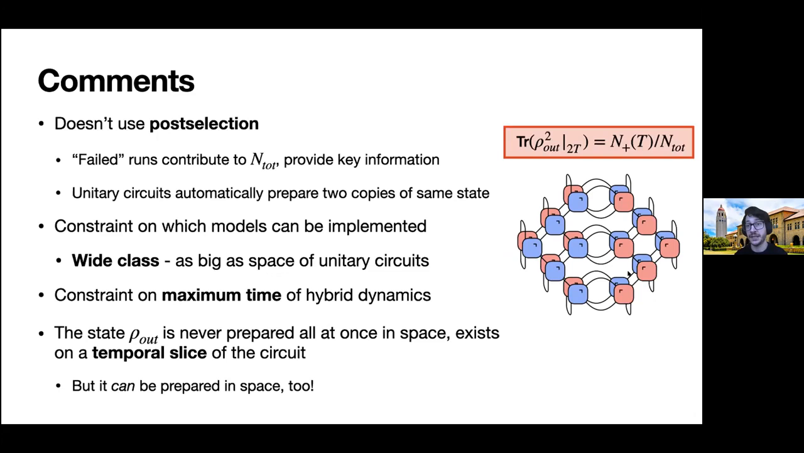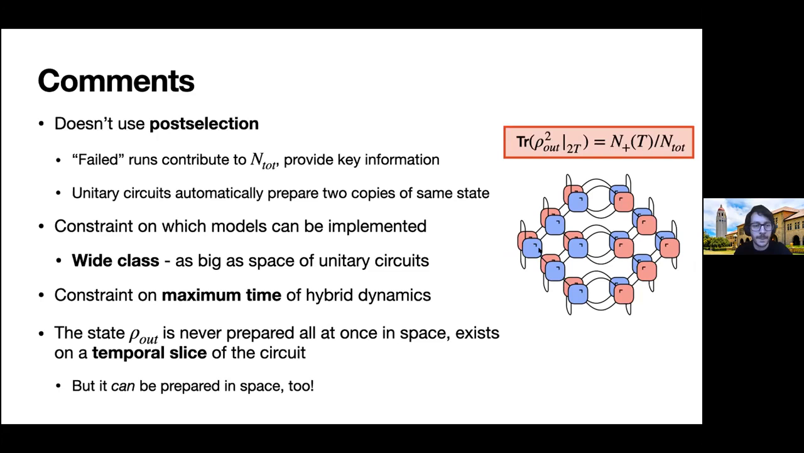Also, the causal light cone of your measurements enforces a maximum temporal duration of evolution. So if you have 2t qubits on the slice, they can be evolved for time up to t, no more than that. So that's a constraint that's intrinsic to this strategy.